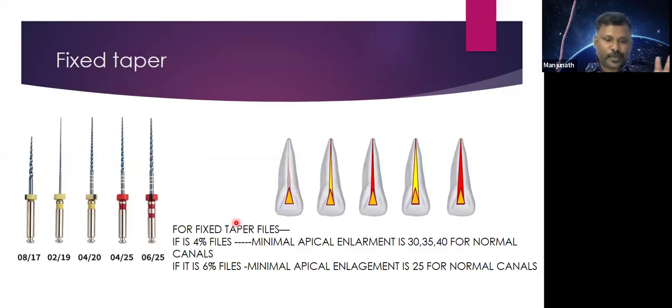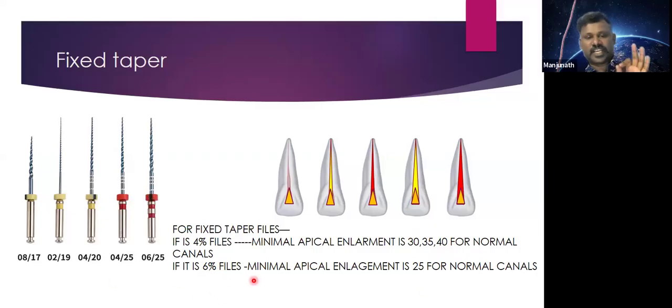If it comes as fixed taper, it is a standardized percentage. Progressive taper means there will be a progressive taper, with no fixed taper in it. Like ProTaper. Fixed taper means it is like 25-6%, 25-4%, 34%. If you are going to use a 4% file, the minimal apical enlargement is 30, 35, 40 for normal canals. For narrow canals you can reduce the apical diameter. Whereas for a normal canal, the 4% should be enlarged till 30, 35 or 40.